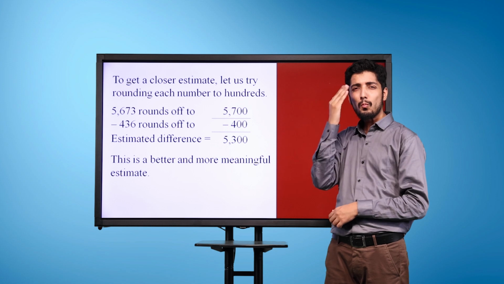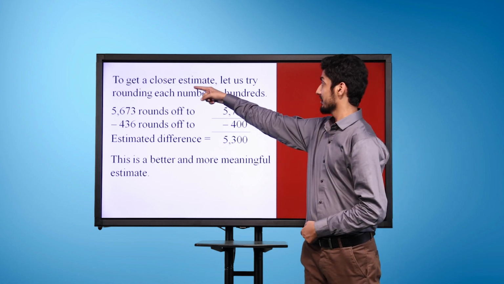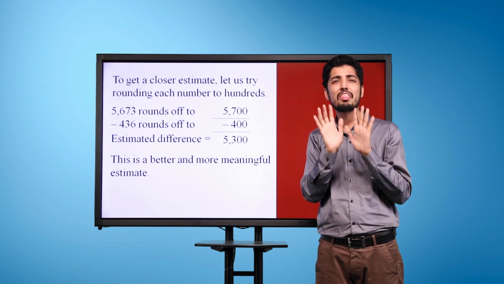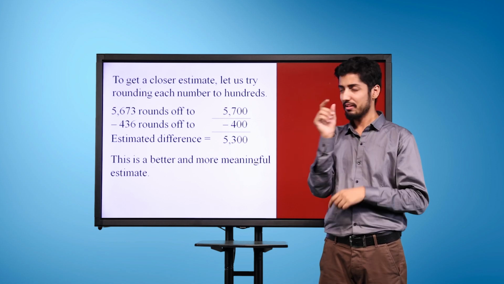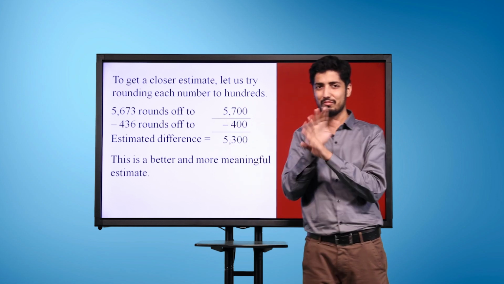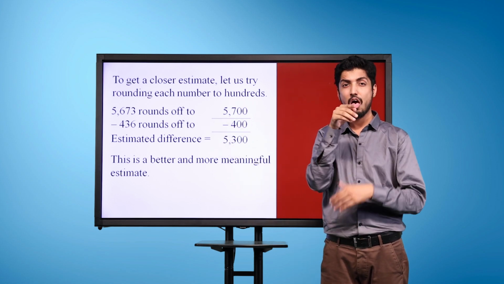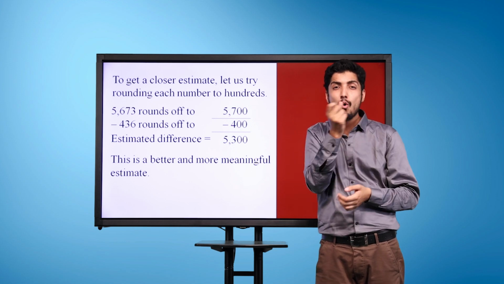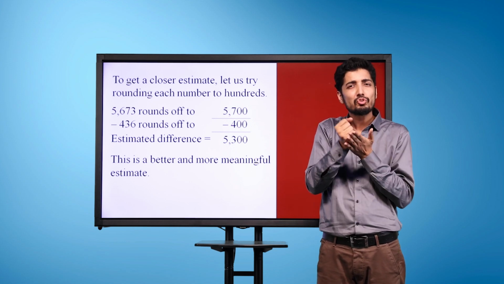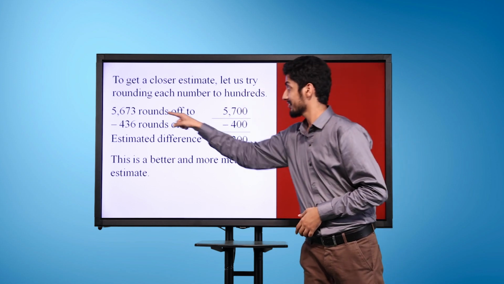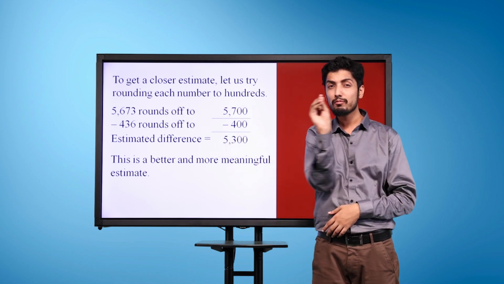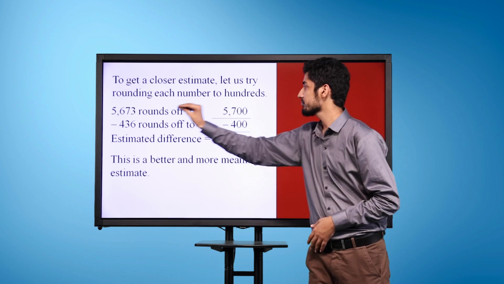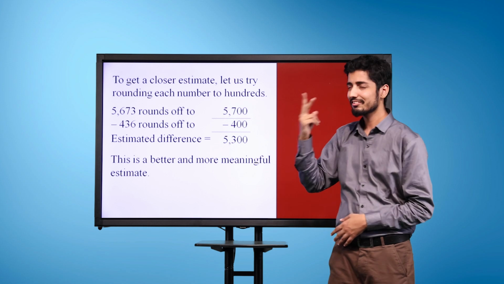To get a closer estimate, let us try rounding each number to hundreds. 5,673 rounds off to 5,700, minus 436 rounds off to minus 400. Estimated difference is equal to 5,300. This is a better and more meaningful estimate.